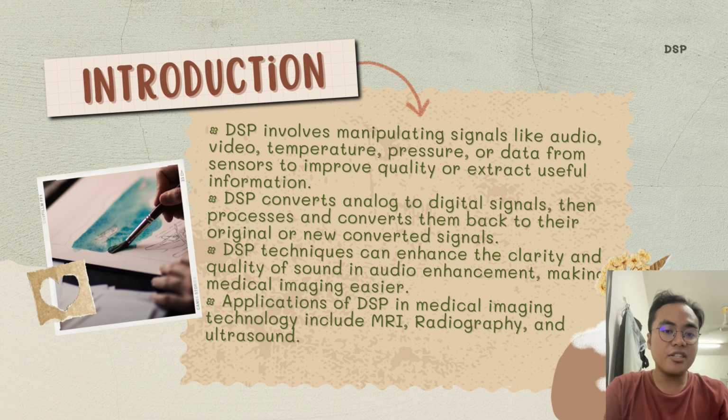So, in the introduction, DSP involves manipulating signals like audio, video, temperature, pressure, or data from sensors to improve quality or extract useful information. DSP converts analog to digital signal, then processes and converts them back to the original or new converted signal. DSP techniques can enhance the clarity and quality of sound in audio enhancement, making medical imaging easier. Applications of DSP in medical imaging technology include MRI, radiography, and ultrasound.